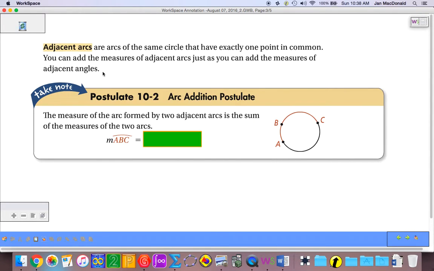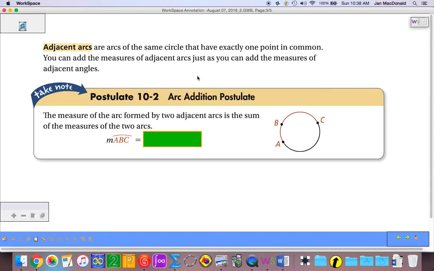One more thing I'd like to talk about before we move on and do some example problems is the vocab term adjacent arcs. Adjacent arcs are arcs of the same circle that have exactly one point in common. You can add the measure of adjacent arcs just like you can add the measures of adjacent angles.